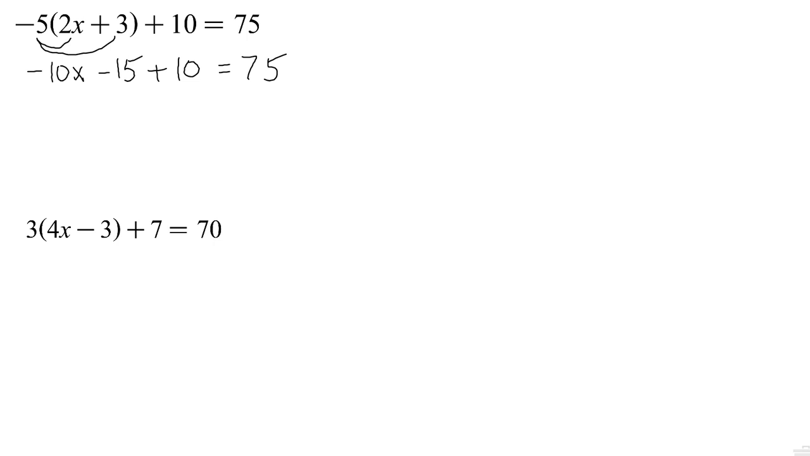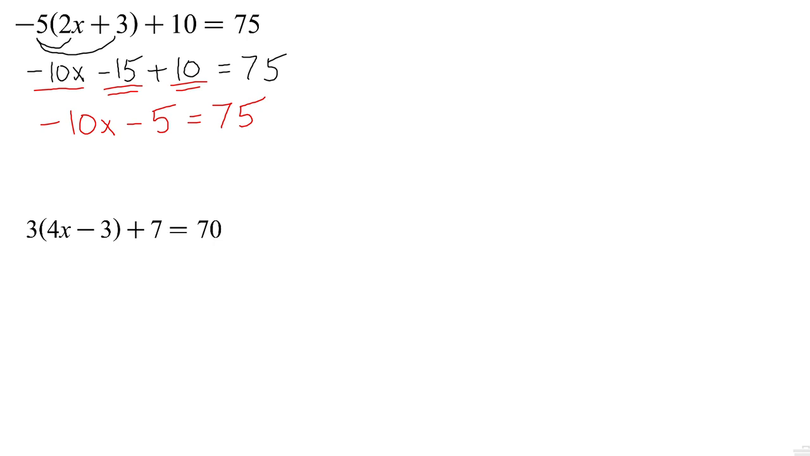Now this time we do have a like term here, right? If I go through my normal combining like terms process, I'll underline the x and any other x terms. I don't have any other x terms on that side, but I do have 2 different constants. So this can turn into negative 10x, and then negative 15 plus 10 is negative 5. So negative 10x minus 5 equals 75.